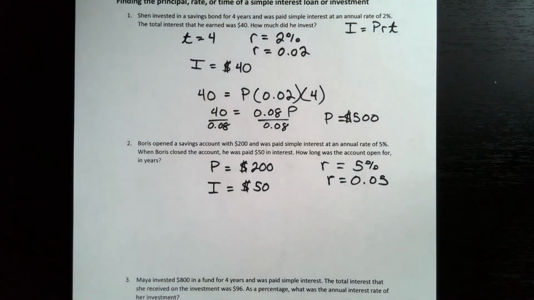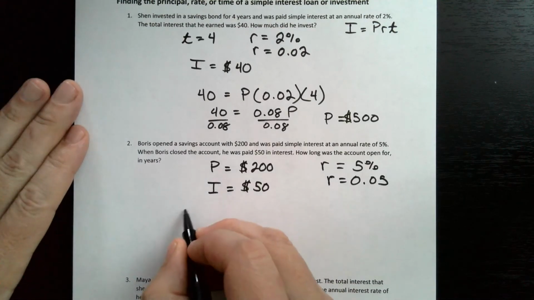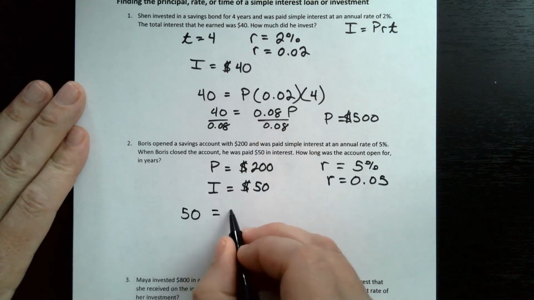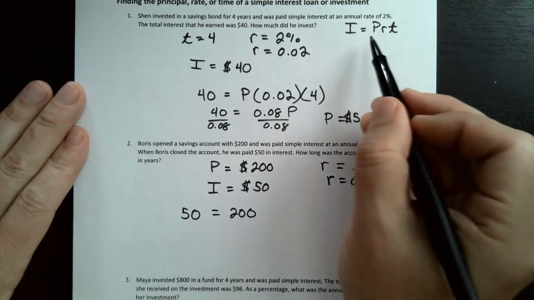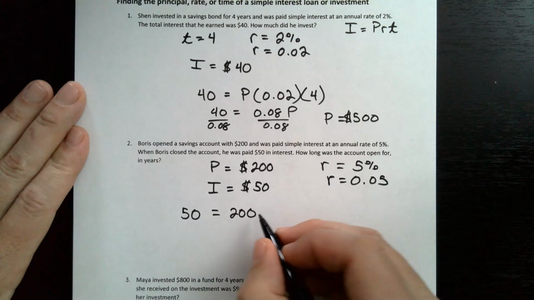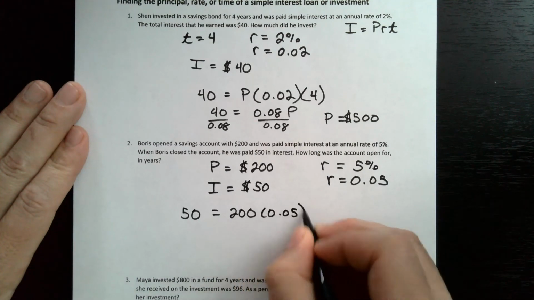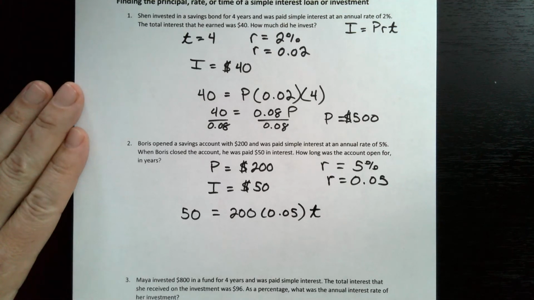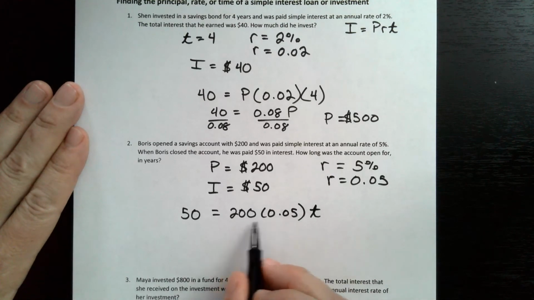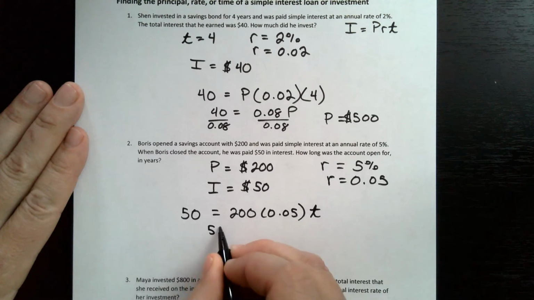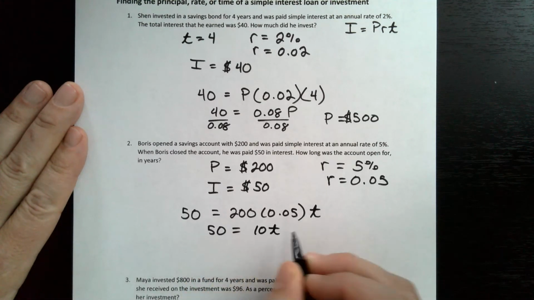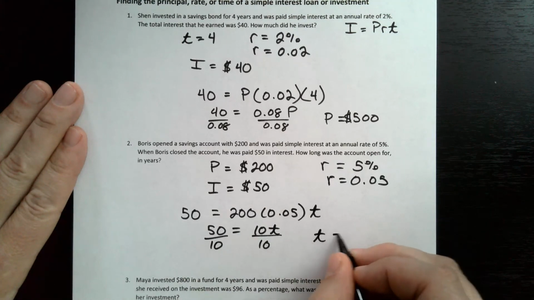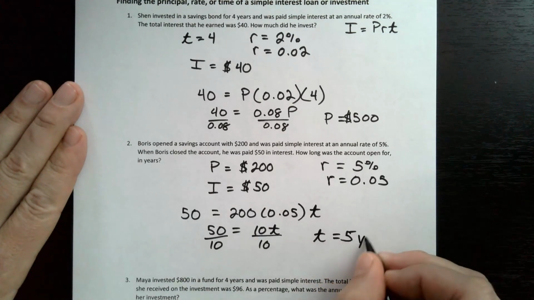Okay, so let's set this up. We get 50 equals 200, and we're using this formula still, times 0.05, that's the rate, times T. Okay, let's multiply these through. If you multiply 200 times 0.05, you'll get 10, so 10T, and divide by 10 on both sides. You get T is equal to 5 years.